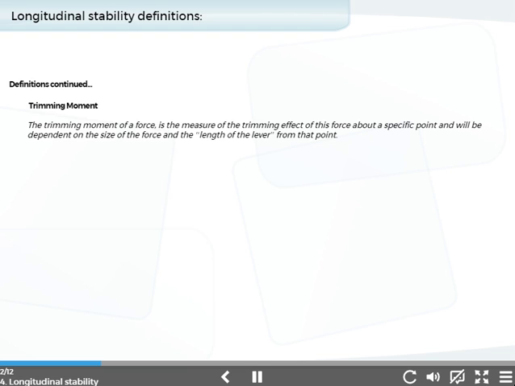The trimming moment of a force is the measure of the trimming effect of this force about a specific point, and will be dependent on the size of the force and the length of the lever at that point. The trimming moment of a weight loaded or discharged is the size of the weight and its position as a distance from the center of flotation or after perpendicular. Either is acceptable. When considering a weight moved longitudinally, it is equal to the magnitude of the weight times the distance actually moved fore or aft.